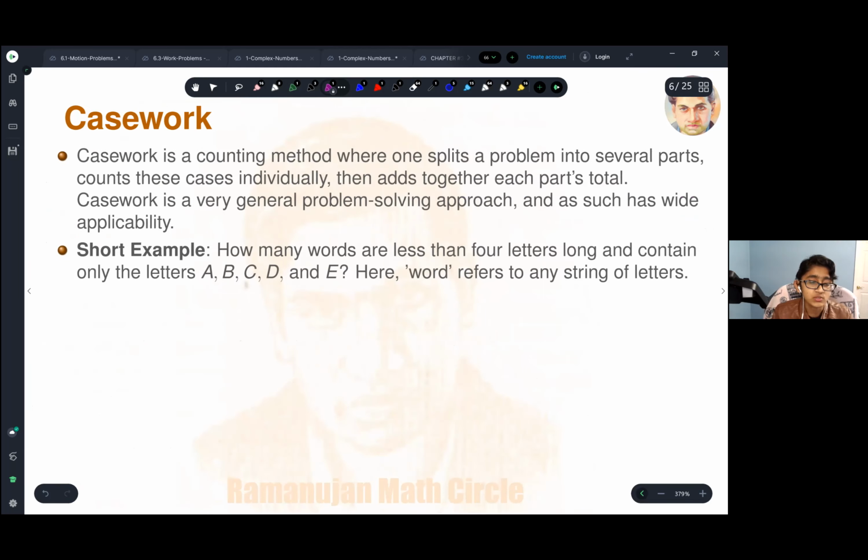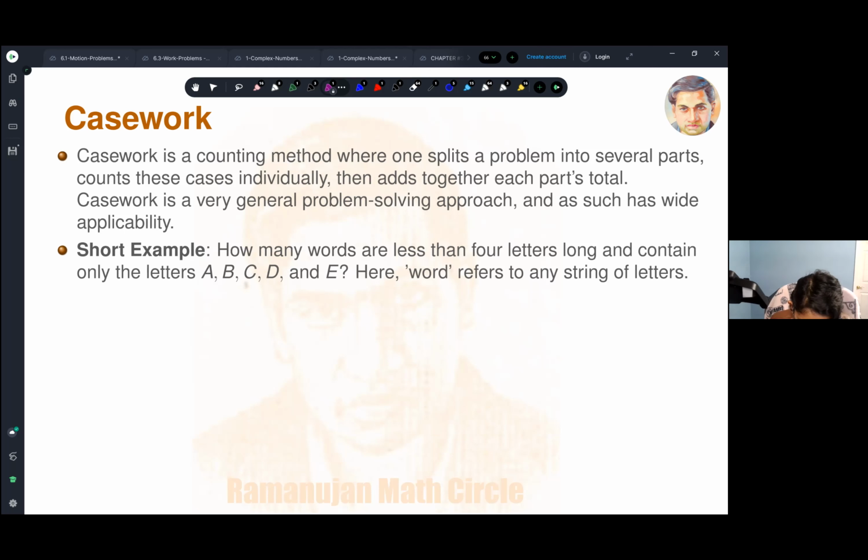So now we have something called casework, and that's basically where one splits a problem into several parts, several cases, and that's where the name casework comes from. It is very widely applicable, and you basically end up adding all the cases together to find your answer. So let's get into a short example, and I'll explain what casework looks like. How many words are less than 4 letters long and contain only letters A, B, C, D, and E? Here, word refers to any string of letters. What that last sentence means is that it does not have to be a real dictionary word.